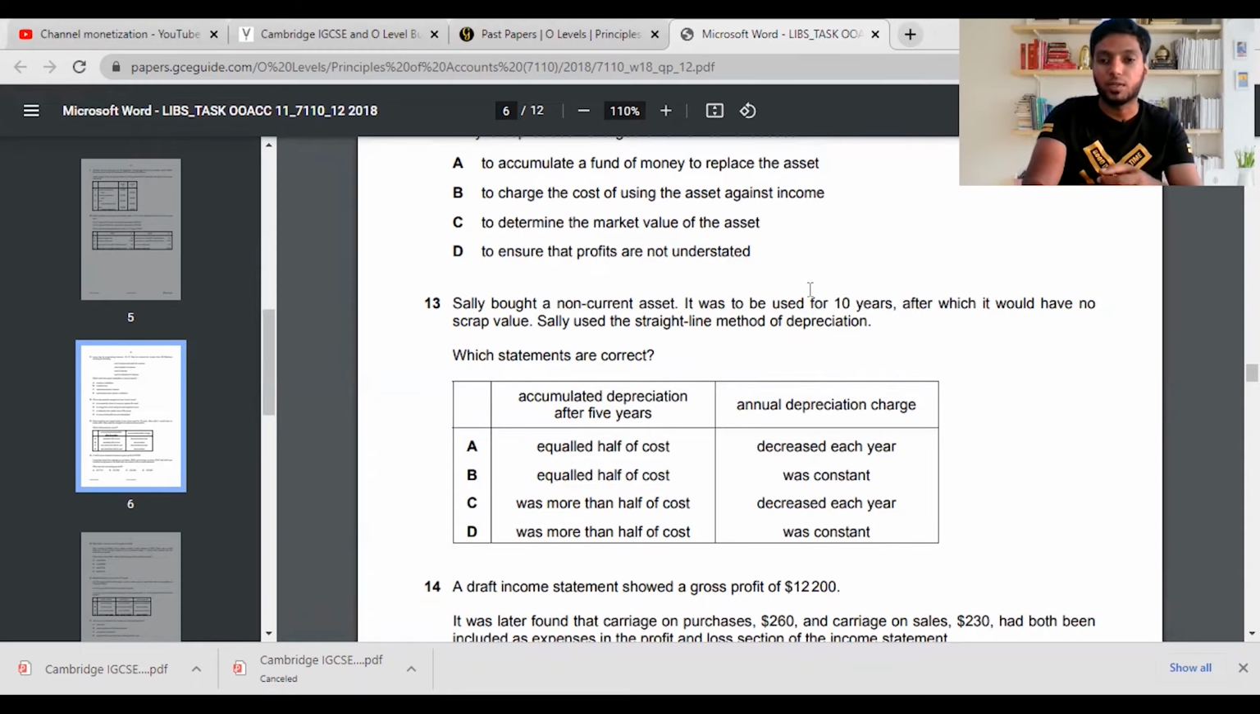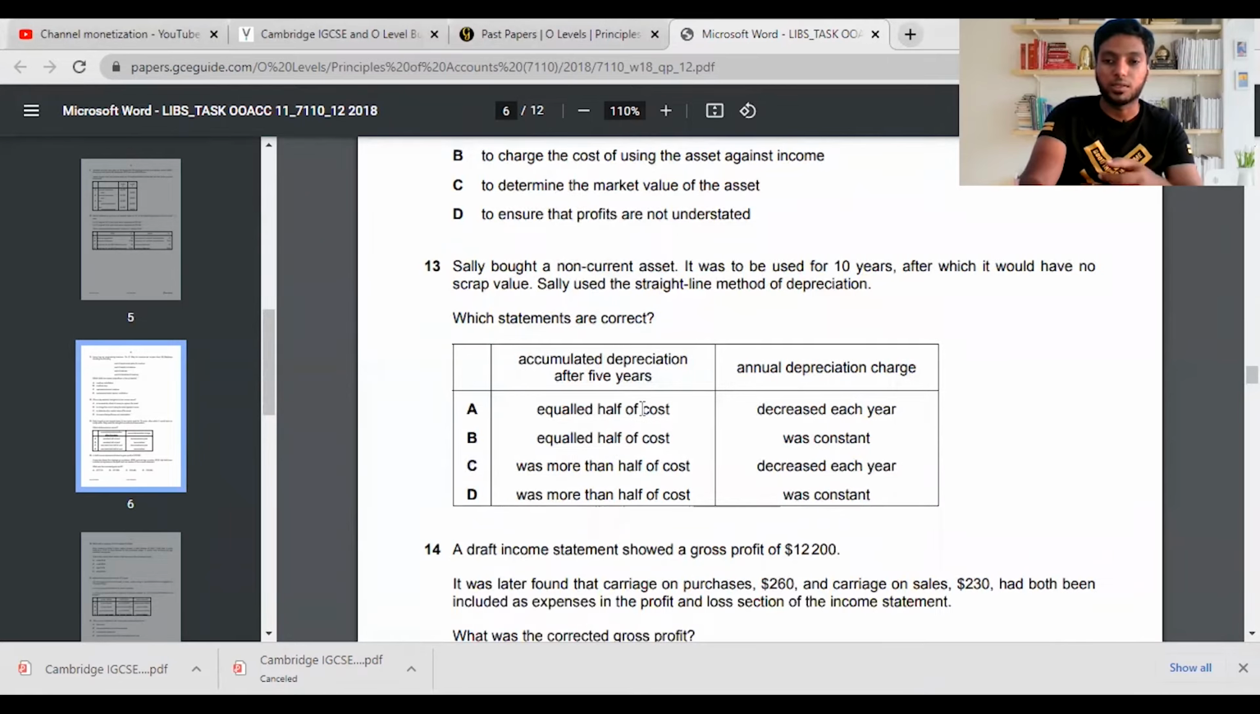Sally used the straight line method of depreciation. Which statements are correct? Accumulated depreciation after 5 years, annual depreciation charge. Normally, when it comes to the straight line method of depreciation, the depreciation doesn't change. It is going to be the same amount, which means the depreciation charge which you are going to charge is always constant. So either here you can see equal half of the cost decreases each year. It can't decrease each year. As I said, it is constant. I'm not going to take either A or C because they say decrease each year. So now it should be either B or D because they say constant.